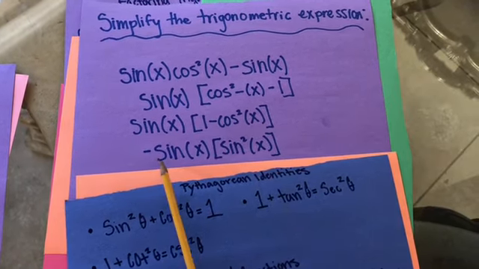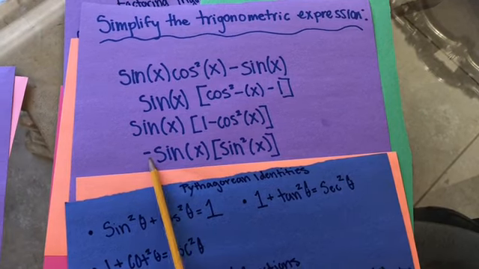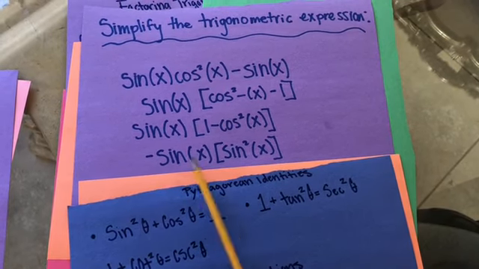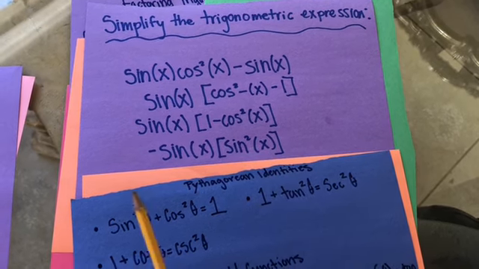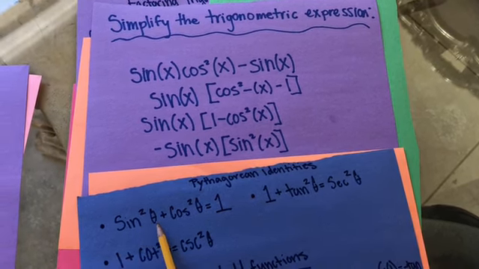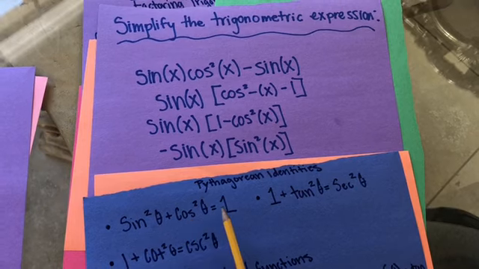Our final answer is negative sine. Our negative comes from the 1 minus cosine squared. Negative sine x times sine squared x, because sine squared plus cosine squared equals 1.